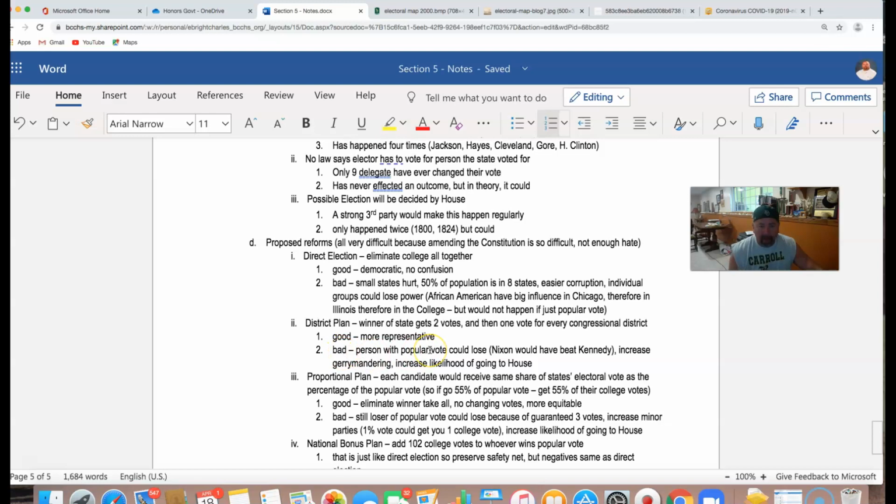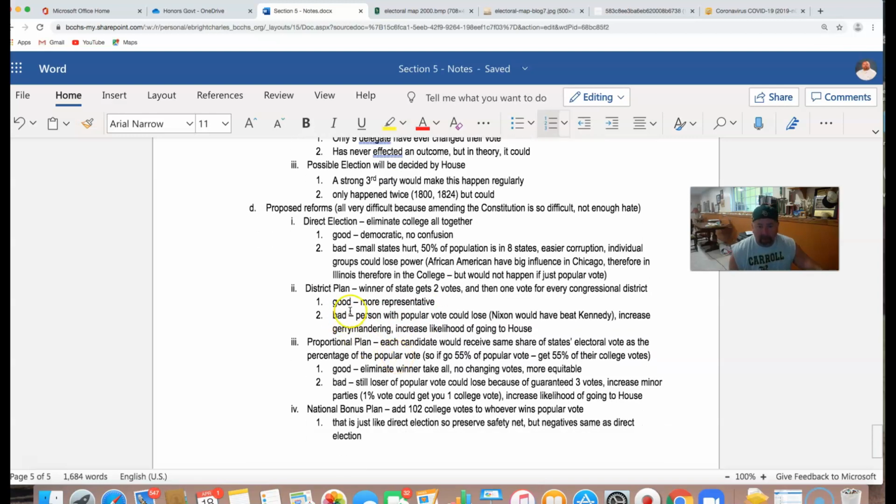That's the district plan. It's more representative, but gerrymandering is going to be huge with this, okay? Because how you draw those districts is going to matter for who gets those electors. A bad person with the popular vote could still lose. If we did this, Nixon would have beaten Kennedy, with increased gerrymandering, as I was talking about, and an increased likelihood of nobody getting a majority and it going to the House. Because this could allow third-party candidates to really get in and win some electors, okay? Concentrating in specific areas, no question.